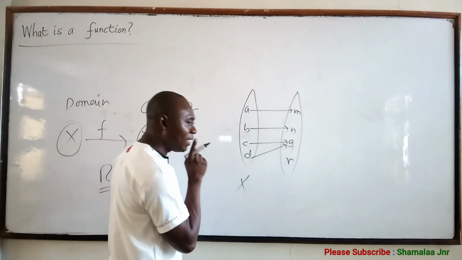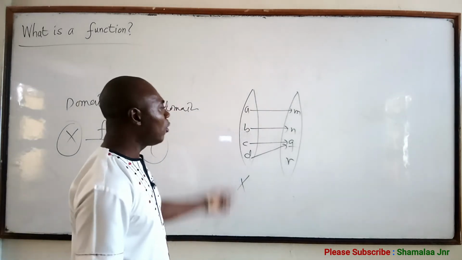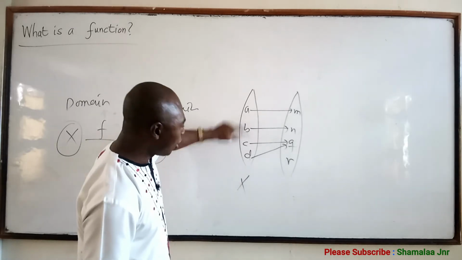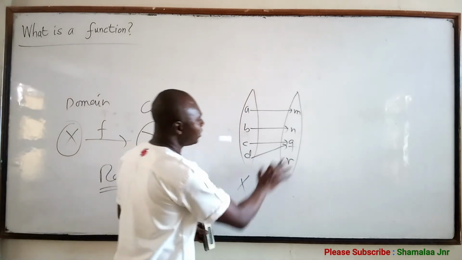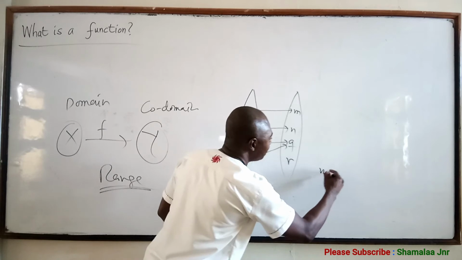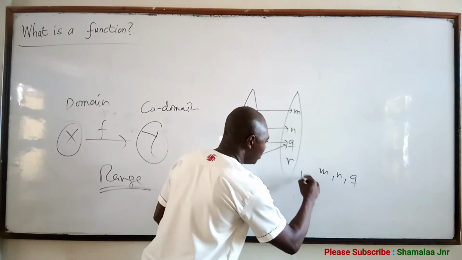That's the second set. Now the range is a set of all possible images of the members of the first set, the domain. So the images here, you see that this one is not related to anything. So the images here will be M, N, Q. So the range will be this.